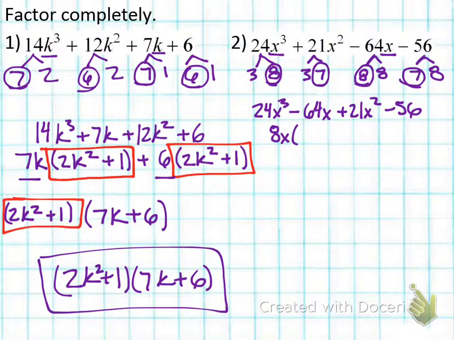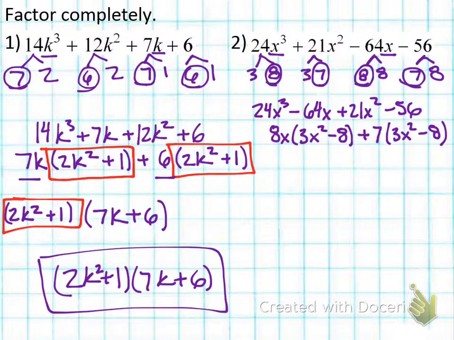In my parentheses, when I factor out the 8x from 24x cubed, I'm left with 3x squared. When I factor out the 8x from negative 64x, I'm left with negative 8. The x's cancel out, remember? Okay, in the next two terms, I'm going to factor out a positive 7. And when I factor out 7 from 21x squared, I'm left with 3x squared. When I factor out 7 from negative 56, I'm left with negative 8.